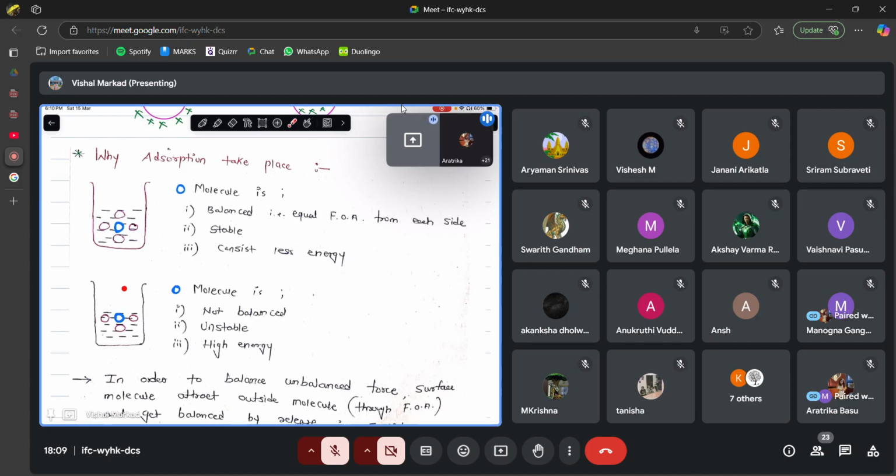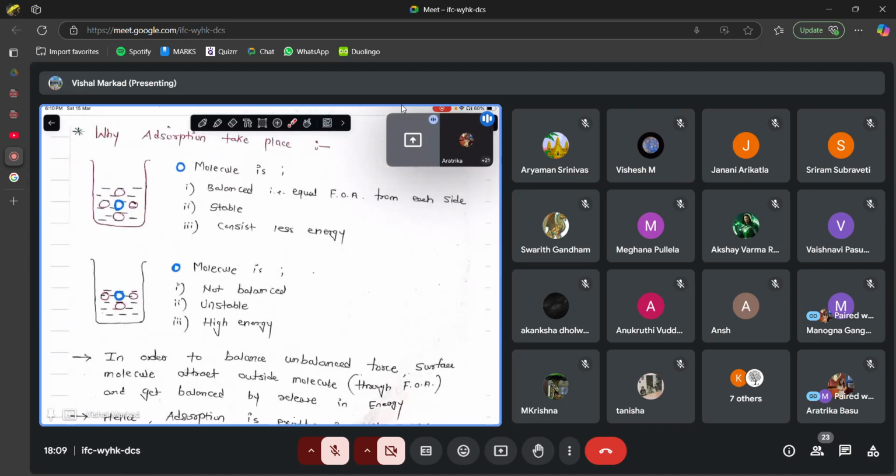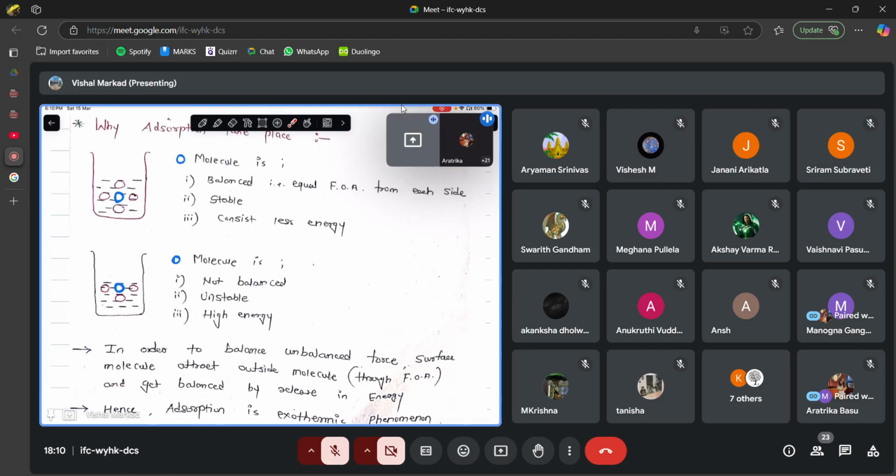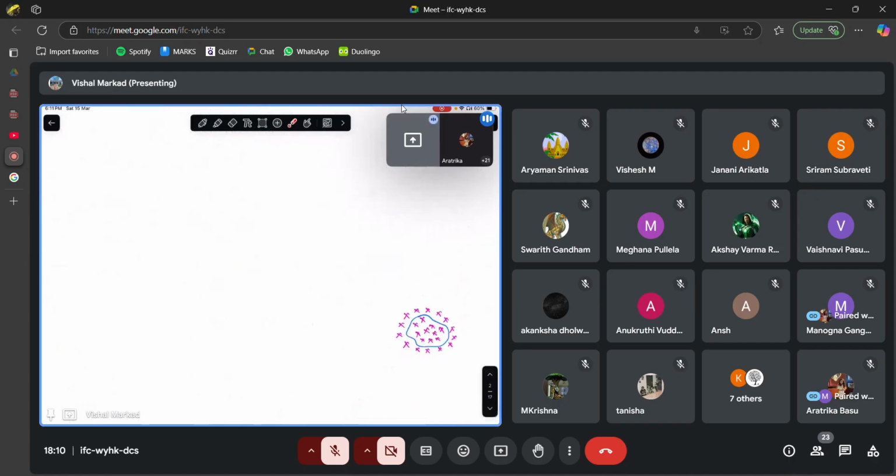As it attracts molecules from the outside to get stability, it will release energy, because initially it has high energy. When it gets stable, it releases energy and then has less energy. So when the adsorption phenomenon takes place, energy is released. And the processes in which energy is released are called which one? Exothermic or endothermic? Exothermic. So adsorption is an exothermic phenomenon. The one thing you have to remember from here is that adsorption is exothermic in nature. Now there are two types of adsorption.